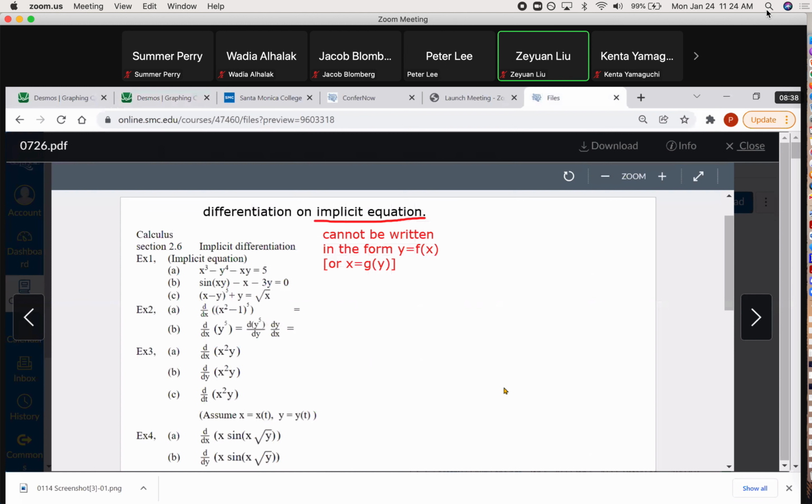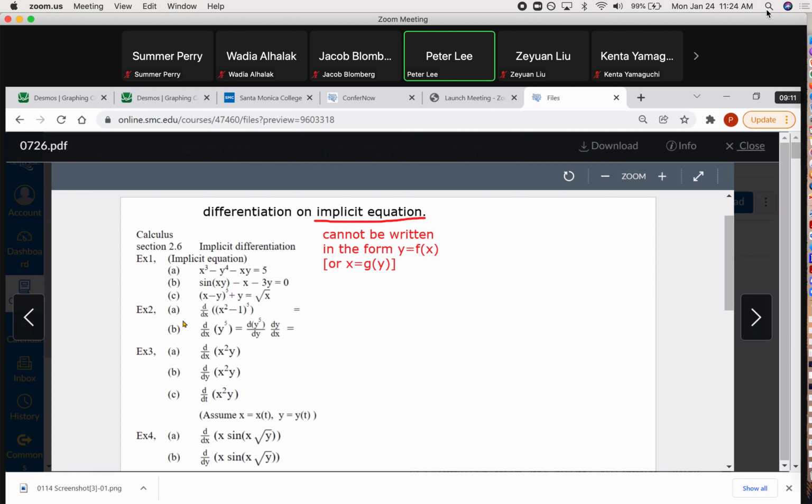Okay, so now what I'd like to do is start from example 2, parts A and B. When you look at these 2 examples here, example 2A is chain rule. But when you look at example 2, part B, this is what we call implicit differentiation. So what is implicit differentiation? It's really a variation of chain rule. It is chain rule in a sense.